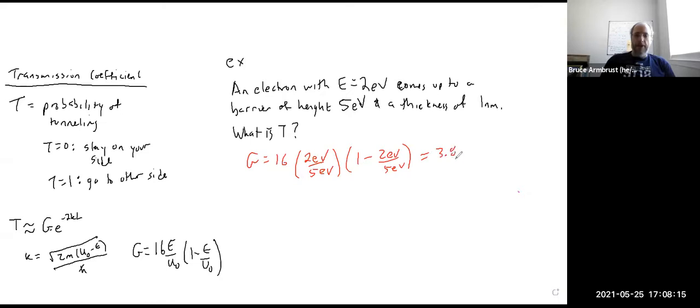And I'm pretty sure that that's 3.8. So it's dimensionless. It's just 3.8. Okay, so then K is going to be the square root of 2 times 9.11 times 10 to the minus 31 kilograms. That's the mass of the electron. And then we have our difference in our U and our E. So U minus E is going to be a positive 3 electron volts.